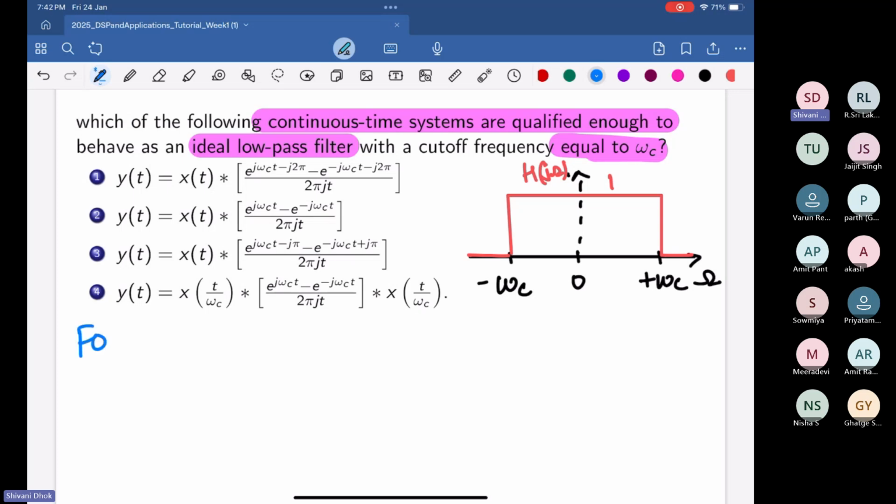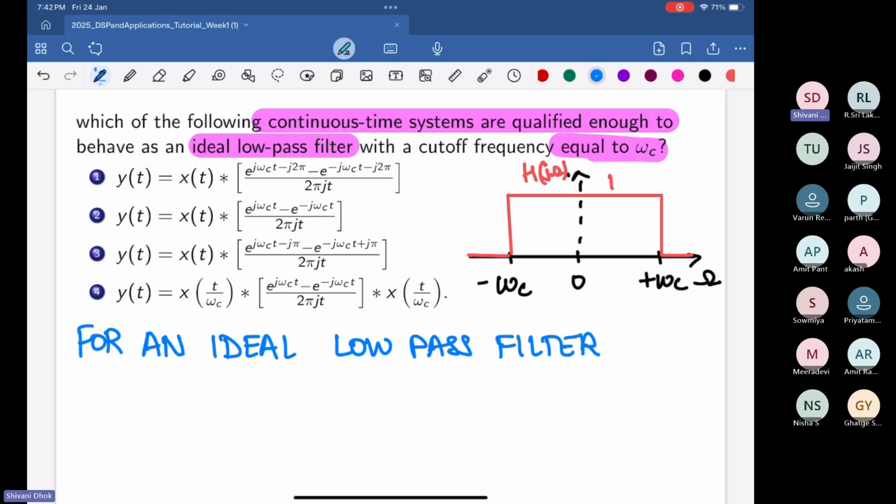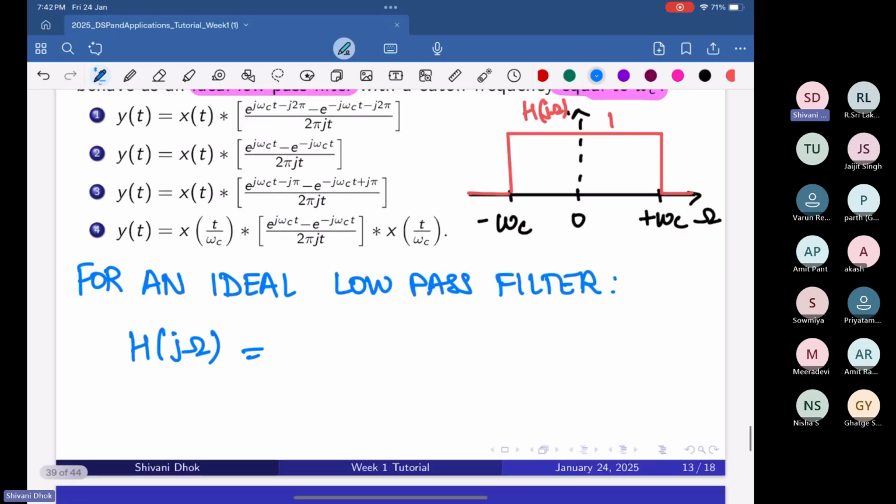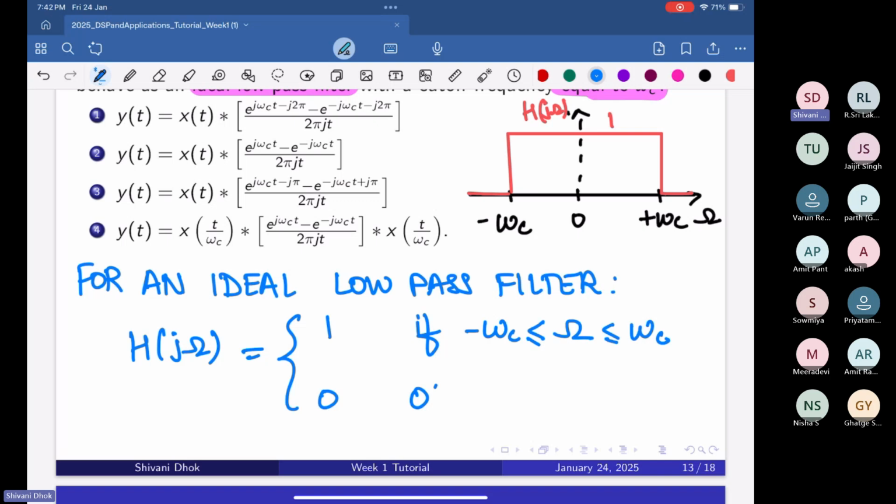So for an ideal low pass filter, H of j omega, that is its Fourier transform, is given by 1 if this omega, capital omega, lies between minus omega c and omega c, and 0 otherwise.